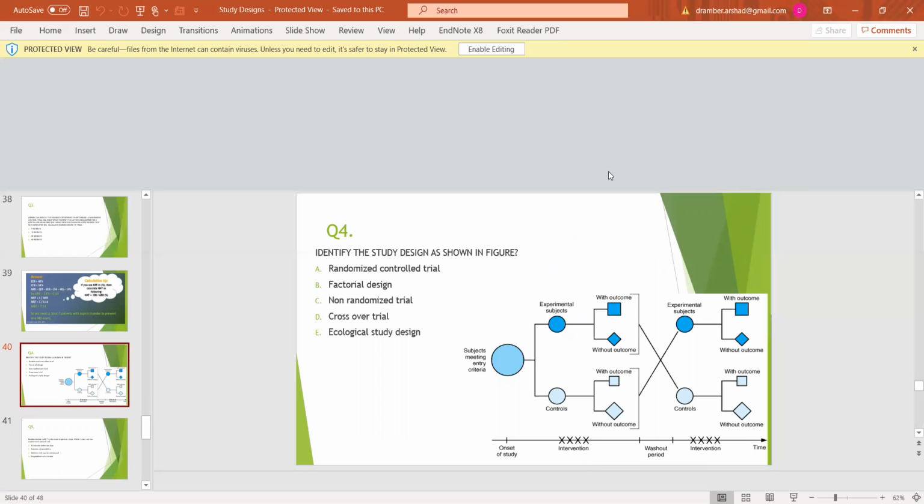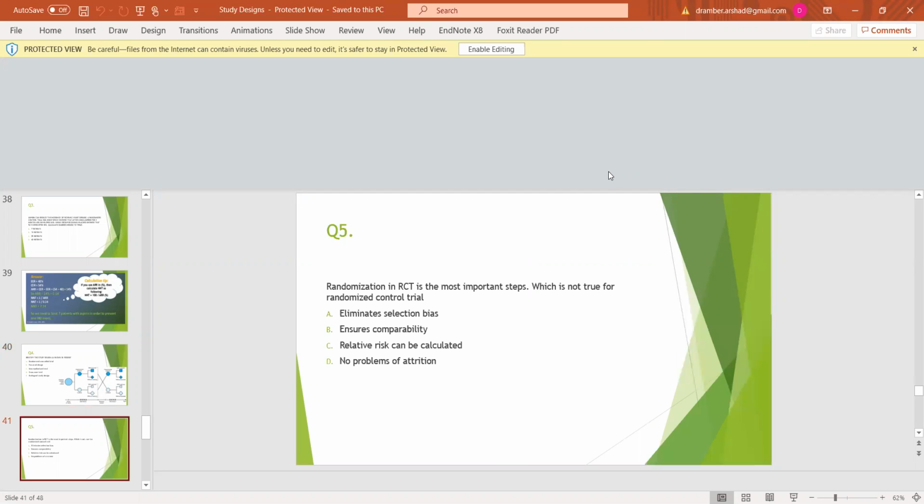Identify the study design as shown in the figure. Crossover. Yes, the correct answer is crossover, because in this design they have enrolled the subjects and randomized them, and then they have given treatment A and treatment B in both groups, and after a washout period they have done the treatment again.